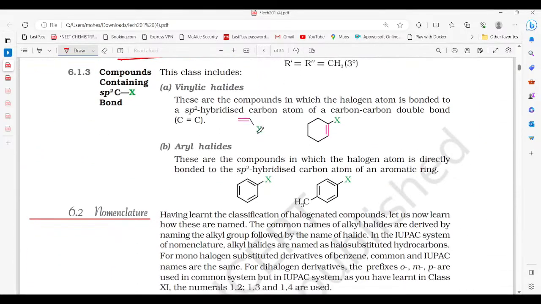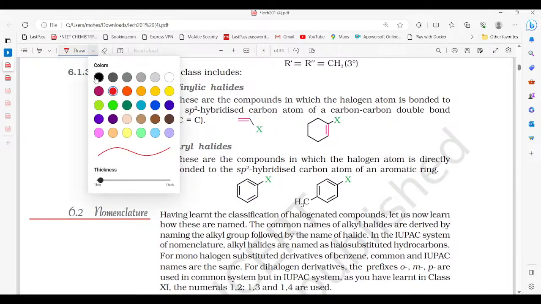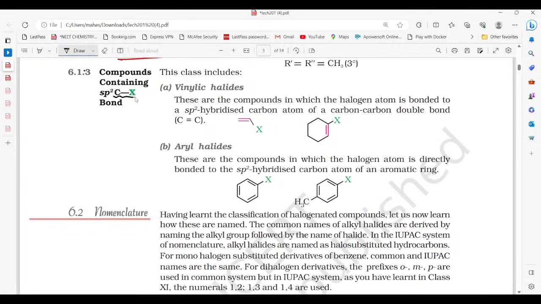Now let us try to understand the last one, the compounds containing sp2 hybridization. Here, if a double bond is present between the carbon and the halogen attachment, then this halogen-attached carbon undergoes sp2 hybridization.